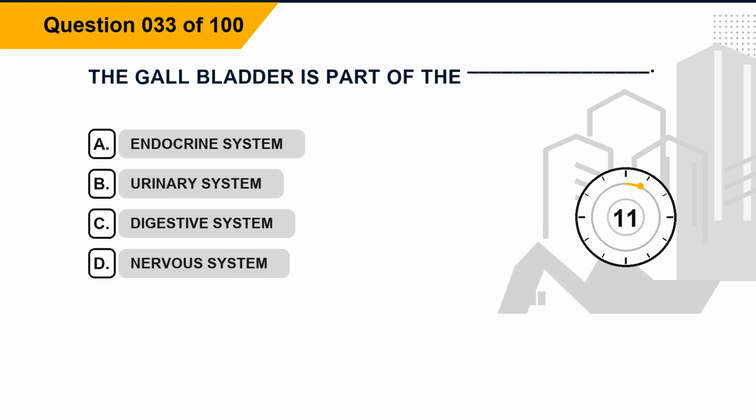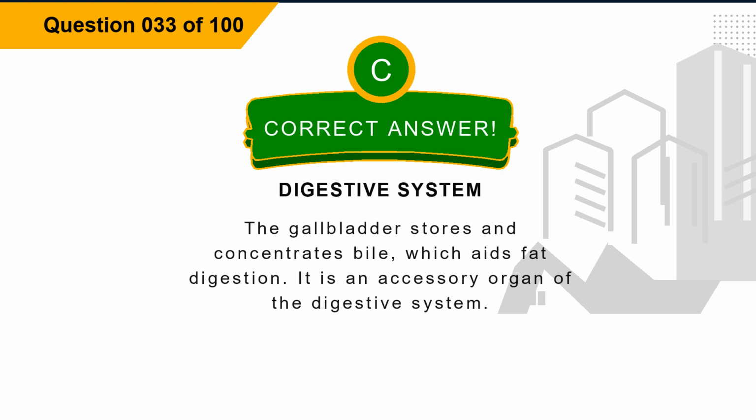Question 33. The gallbladder is part of the blank. Option A, endocrine system. Option B, urinary system. Option C, digestive system. Option D, nervous system. The correct answer is option C, digestive system. Explanation: the gallbladder stores and concentrates bile, which aids fat digestion. It is an accessory organ of the digestive system.